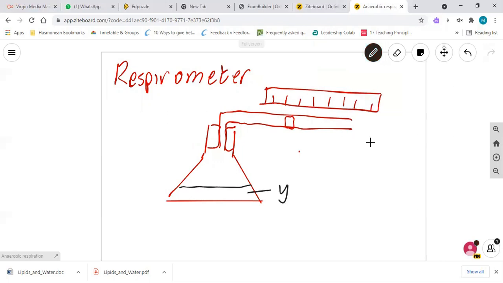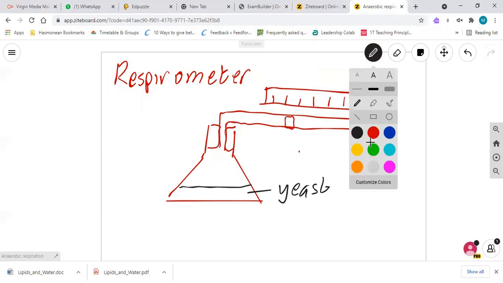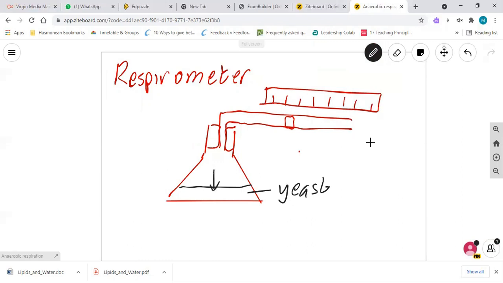Now, if I didn't do anything else, this yeast would respire aerobically. And what would happen is, if you think of the equation of aerobic respiration, it would take in, say, 6 oxygen and give out 6 carbon dioxide. And because I wasn't absorbing that carbon dioxide, my bubble's not going to move. So it's not going to be very helpful. So I need to make sure that my yeast is respiring anaerobically.